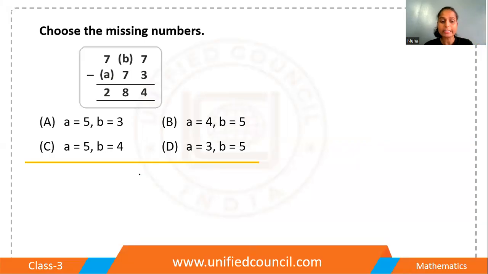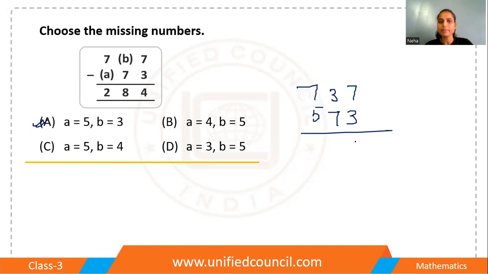So how can I take the help of the options here? I can just pick an option, put it into the answer, and check whether I'm getting the answer correct or not. Let me first consider option A. With option A it becomes 4, B is 3 and then 7. A is 5, this is 7 and this is 3.